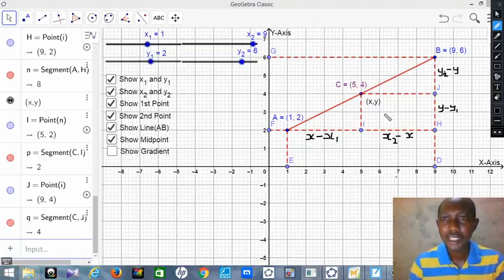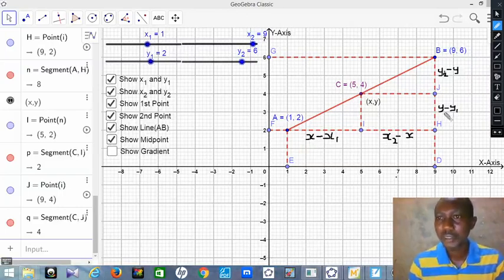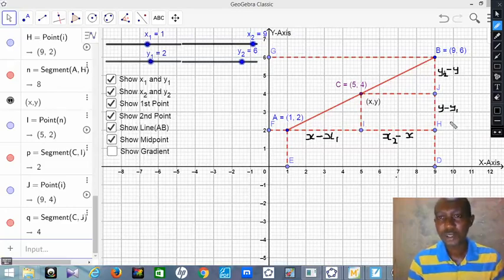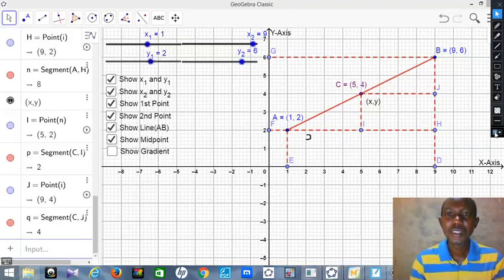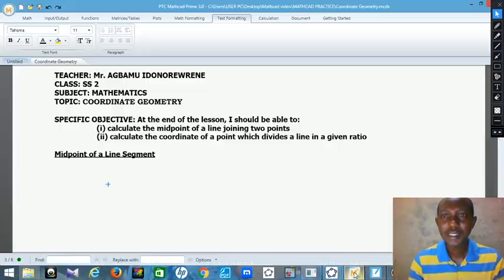So for us to get this coordinate, x, y, for us to derive the general equation, all I just need to do is equate x minus x1 equals x2 minus x. That is all. Then for the y coordinate, I will equate y minus y1 equals y2 minus y. So that is all I will do, and we'll derive the equation. So let me remove this point before we go to our write-up. Okay, so that is all.